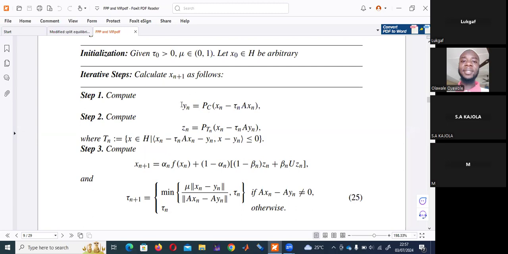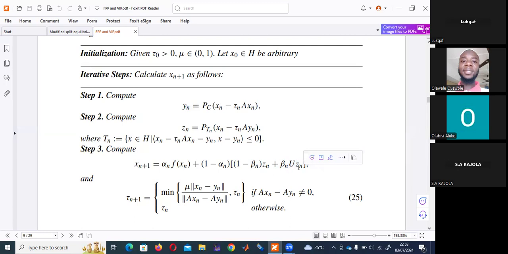Here is where the variational inequality is solved, and here is where the fixed point is solved. You can see the two problems now. The variational inequality is solved here. The solution to the variational inequality will be obtained when yn equals xn. When yn equals xn, we have the solution of the variational inequality. And here, when Uzn equals zn, we arrive at the fixed point of U.